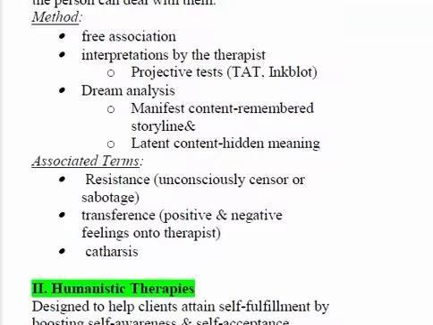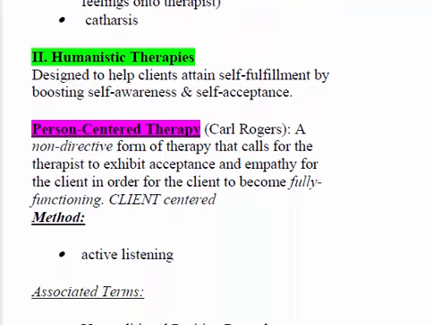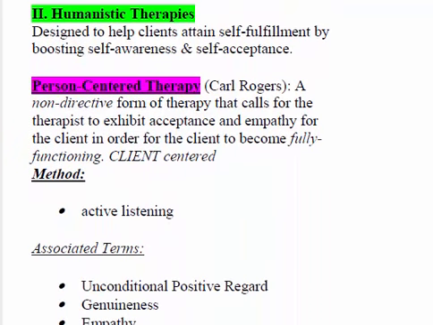Moving on from there, our next main area of therapy is humanistic therapy. Another thing to know about both of these types of therapies is that they're insight therapies. They're trying to help you gain insight into something that's going on with you. They're just doing it very differently.